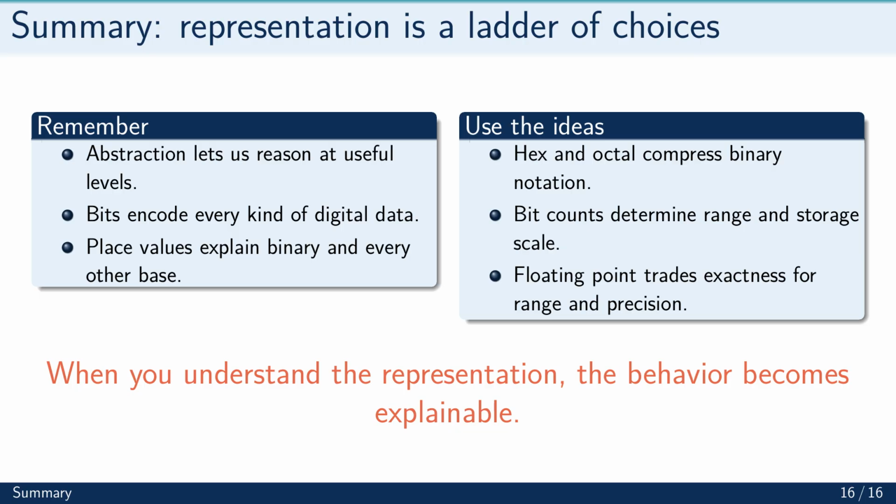Fourth, the number of available bits determines range, capacity, and the number of distinctions a system can represent. Finally, floating point formats extend the range of measurable values, while accepting that some values will be approximate. These ideas form a connected ladder from hardware states to software meaning. As you write programs, ask what representation best fits the problem, what values it can hold, and what errors it may introduce. Understanding representation makes computer behavior easier to predict, test, and explain.